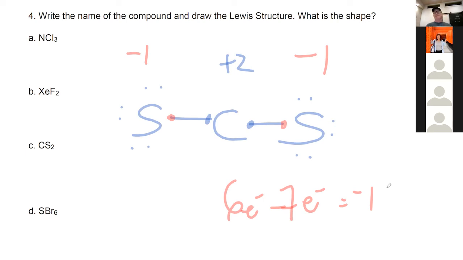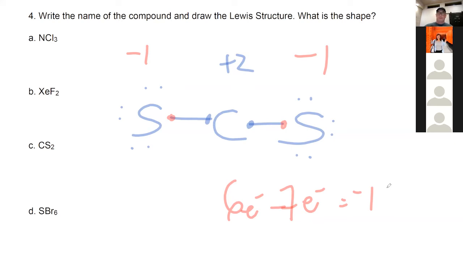So not only do we have unnecessary charges on this structure, but carbon doesn't have enough electrons. Sulfur does have enough electrons. Sulfur has 8 total electrons. It's got 3 lone pairs, and it's got a bond, so it's another 2 electrons. So sulfur's happy. Carbon's very sad. So how are we going to deal with this situation?